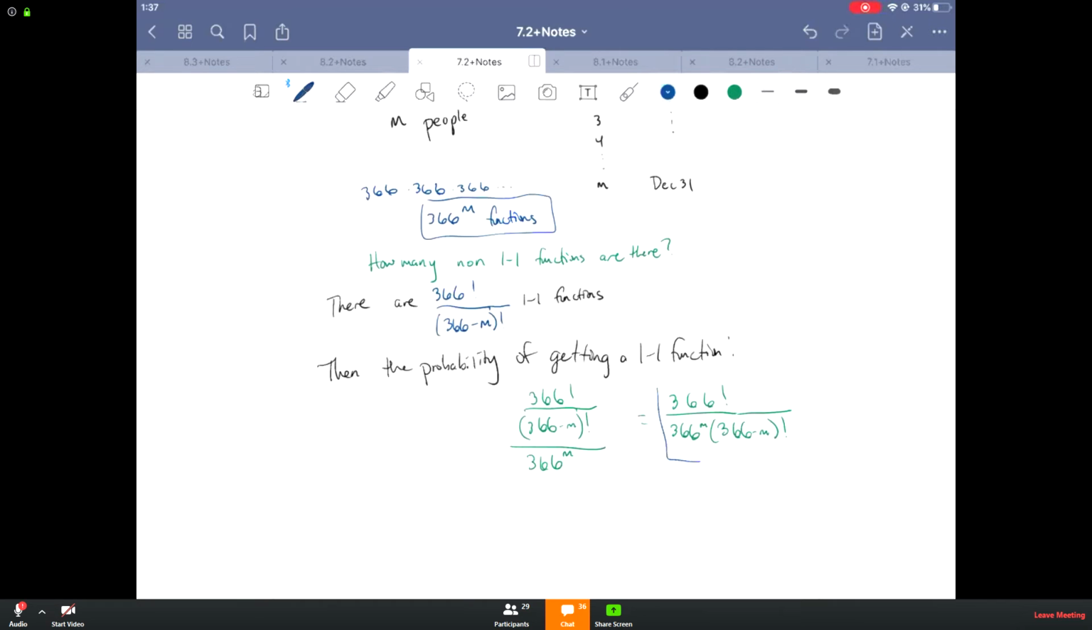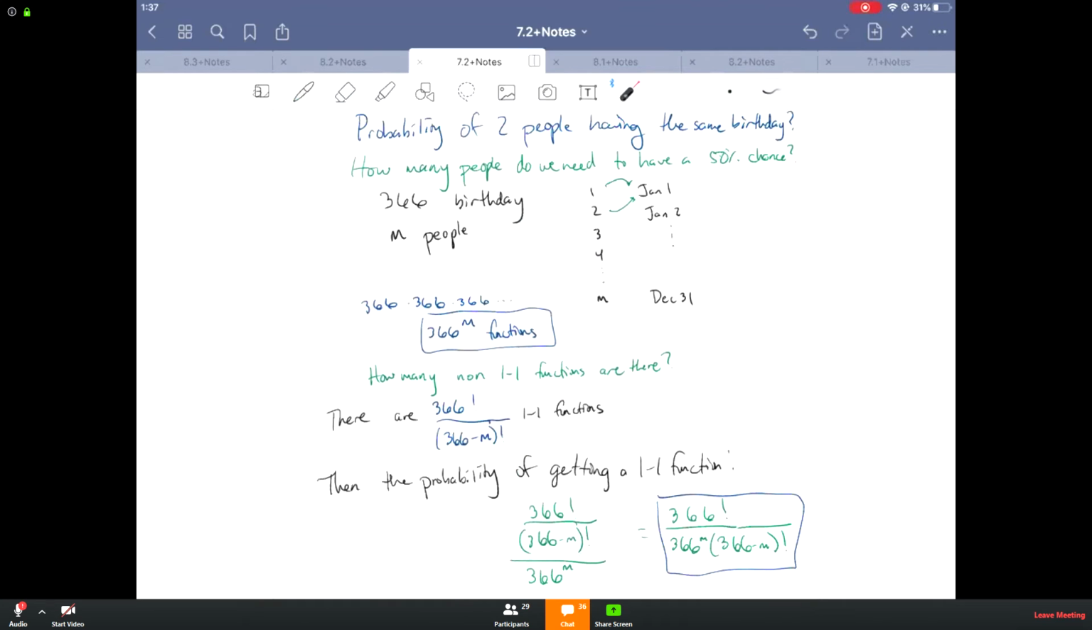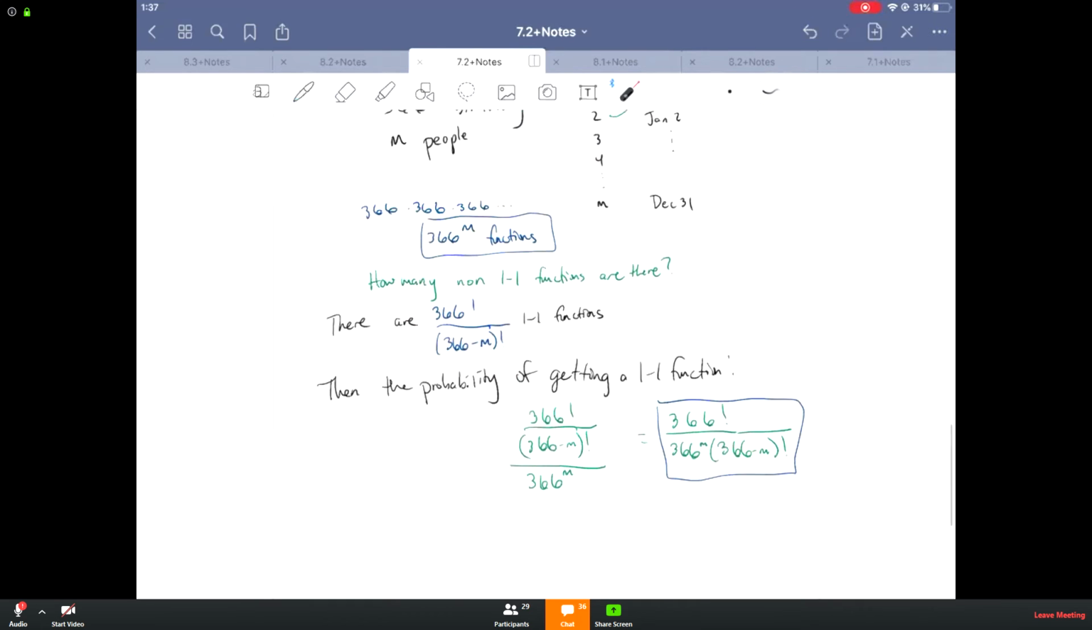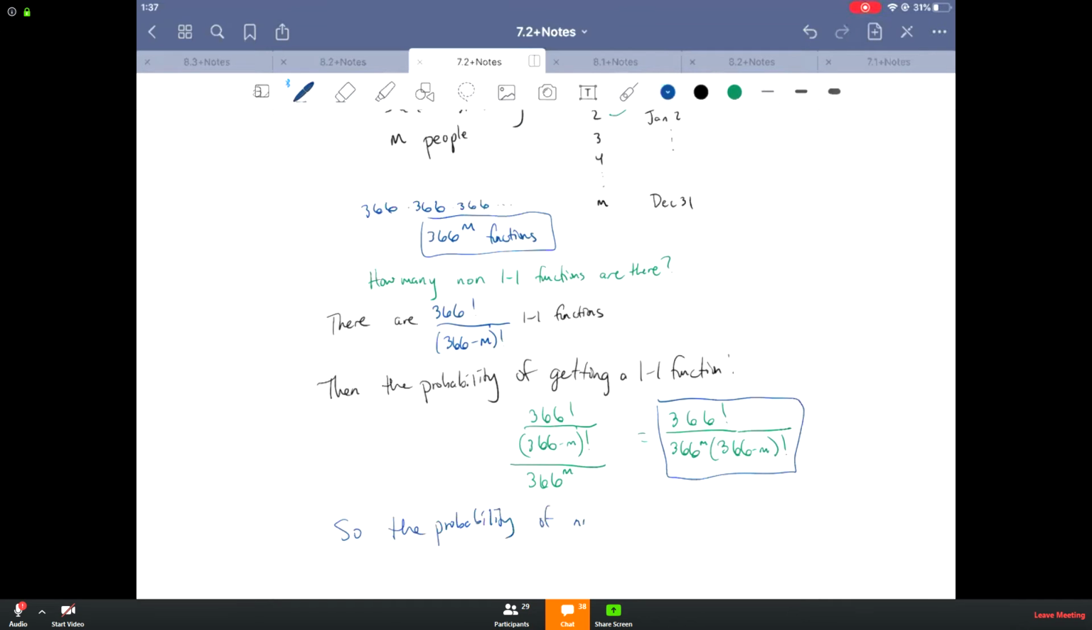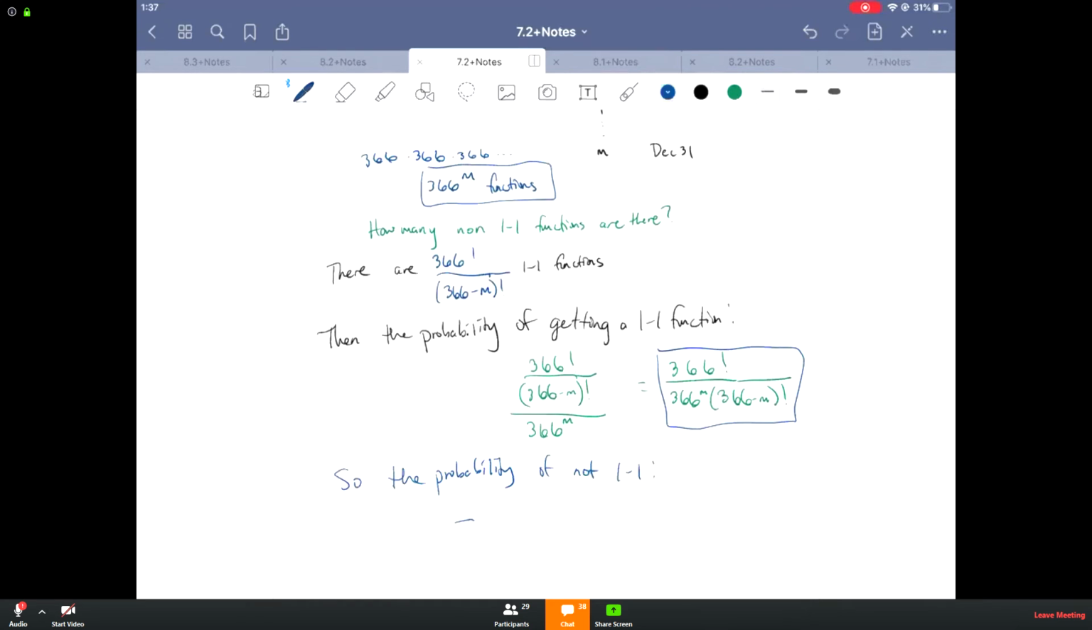Okay, so this is the probability of you getting a 1-to-1 function. Remember, what we wanted was 2 people with the same birthday, so that was not 1-to-1. So if this is 1-to-1, how do we find not 1-to-1? Yeah, it's 1 minus that. So 1 minus that thing we have boxed there.